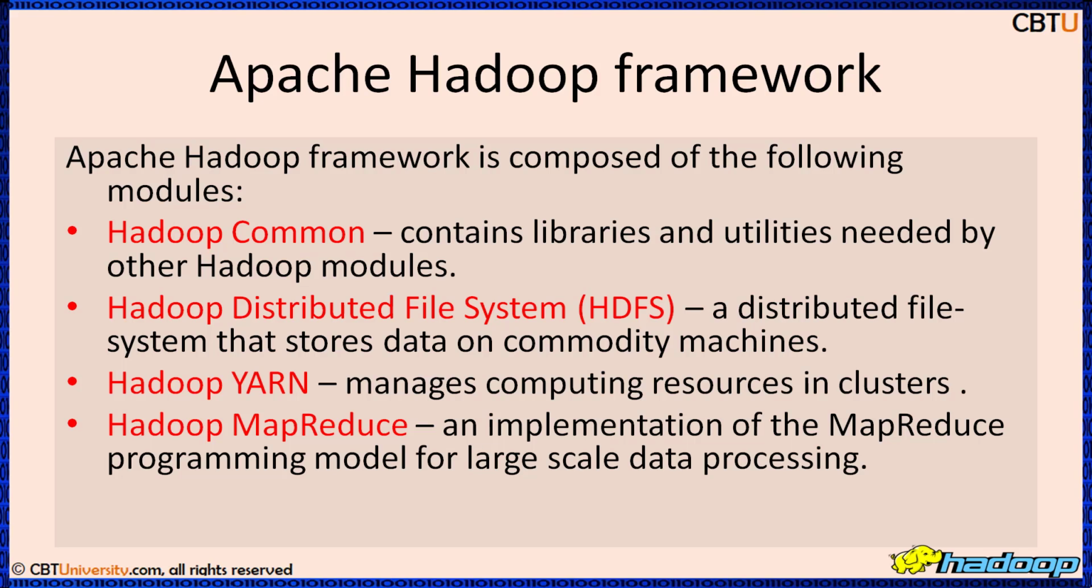Hadoop 2.0 is a framework for processing, storing, and analyzing massive amounts of distributed, unstructured data. Hadoop Common contains libraries and utilities needed by other Hadoop modules. HDFS is a distributed file system that stores data on commodity machines, providing very high aggregate bandwidth across the cluster. Hadoop YARN is a resource management platform responsible for managing computing resources in clusters and using them for scheduling users' applications. Hadoop MapReduce is an implementation of MapReduce programming model for large-scale data processing.